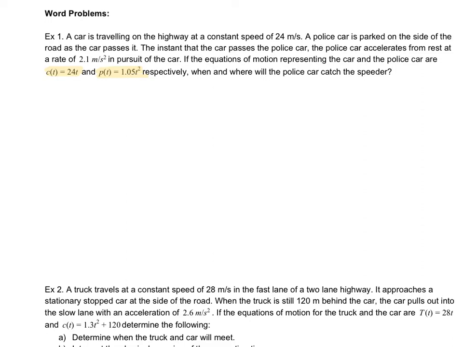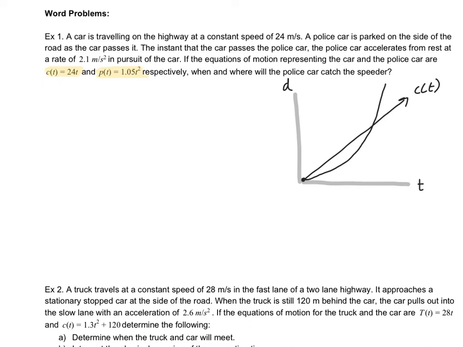Now I am just going to create a little sketch because it's nice to have a visual. And we have time on the x-axis, and then we have distance on the y-axis. So we know that for our car, the equation is 24t. So it's just a line. I will label this c of t. And the police car, it's a parabola. Its y-intercept is also 0. So it might look something like this.